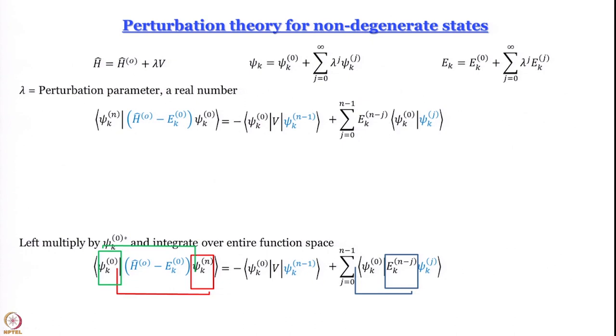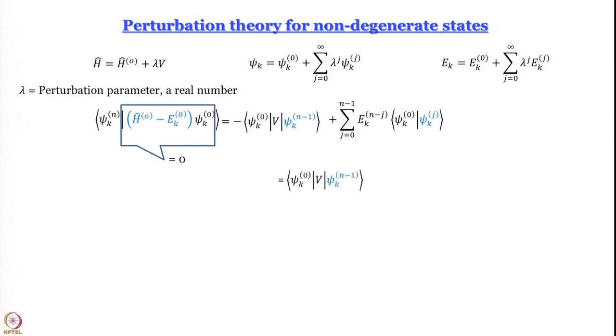Now, life is getting a little simpler. Remember, the annihilation operator operating on the wave function is going to become 0. So, the entire left hand side becomes 0. What about the right hand side? In the right hand side, I am left with this integral psi k 0th v psi k n minus 1th, and I am left with this summation. So, we now need to think how this summation pans out. We need to see whether it is possible to simplify the summation a little more.